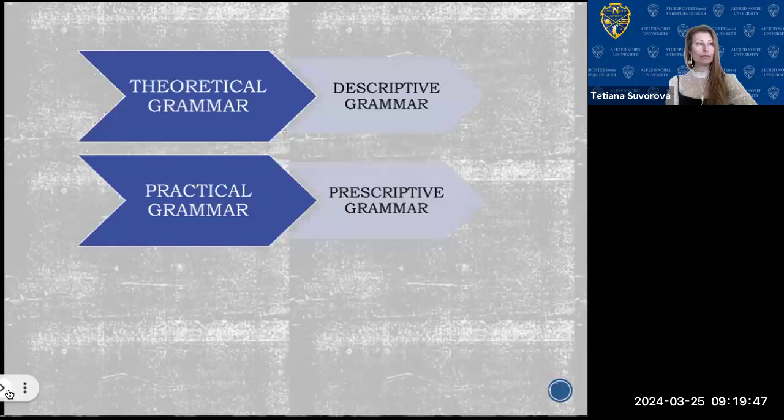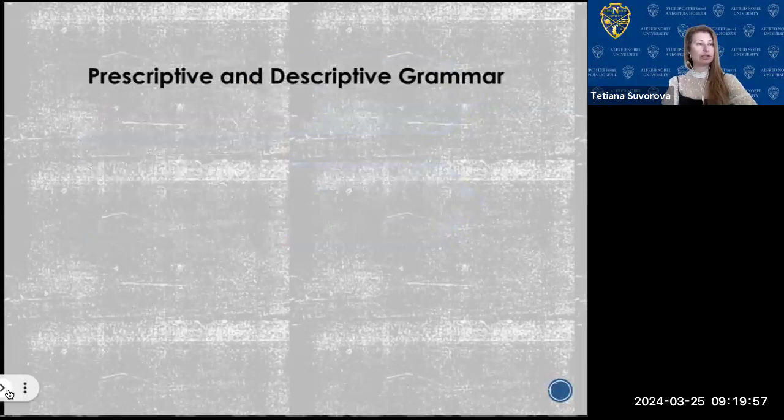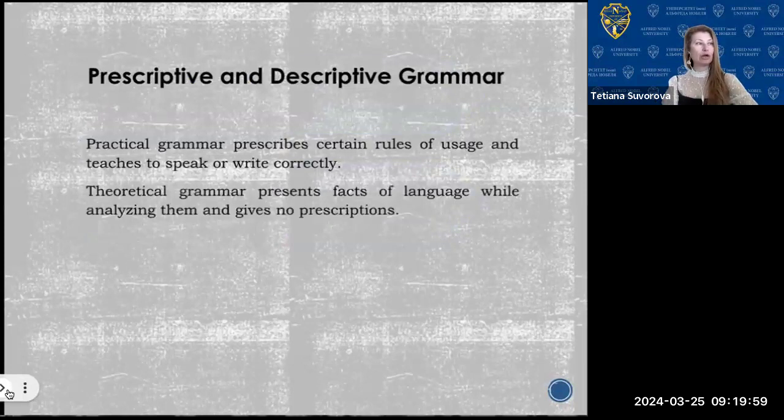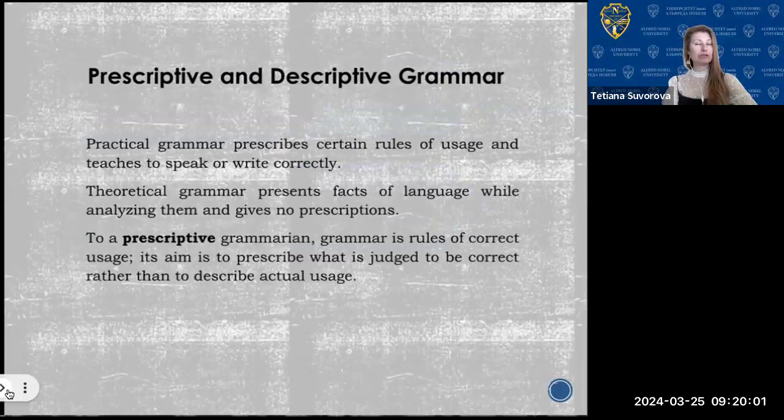Well, so to make the conclusion, theoretical grammar is descriptive grammar, and practical grammar is prescriptive. Like doctors, here we have some prescription to use. So prescriptive and descriptive have already been laid out. Here on the slide you can see more information for you to use during the preparation for the final test, and so on.